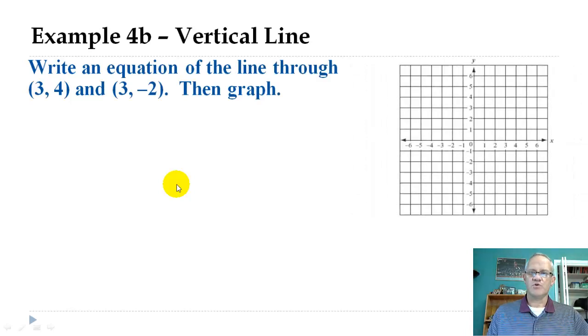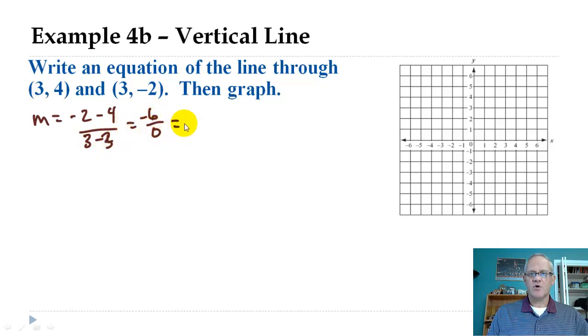All right, what about a vertical line? Okay, a vertical line. Well, let's find the slope. You may already remember this about a vertical line, but let's just punch this in anyway. So negative 2 minus 4 over 3 minus 3. So this would be negative 6 over 0. Oh, 0 is under. So remember, if 0 is under, it's undefined. All right, so that's our slope, we have undefined slope.